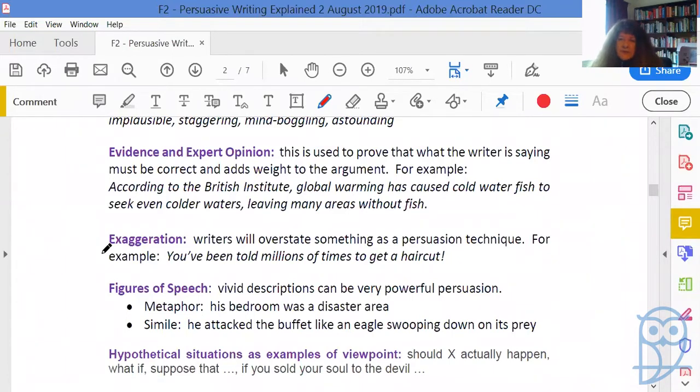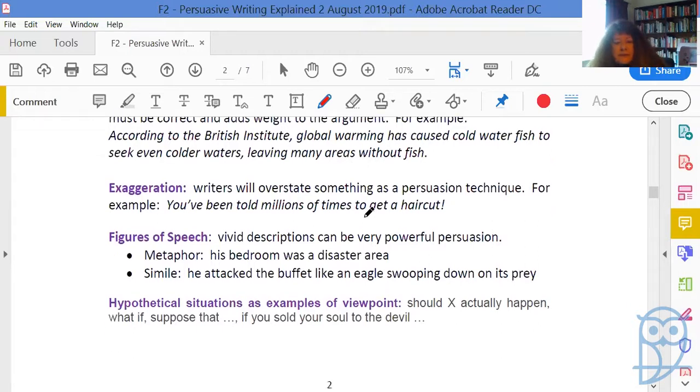exaggeration. Most people exaggerate every day. Okay, so it really means overstating something. For example, you've been told millions of times to get a haircut. Maybe you've only been told 20 times, but they're just going to say millions of times to make it worse. We're exaggerating. And that's what you will do perhaps when you're trying to persuade someone. You'll exaggerate. Even just, oh, I'm so hungry, I'm starving, blah, blah, blah. You'll exaggerate. You haven't eaten for 3 days.